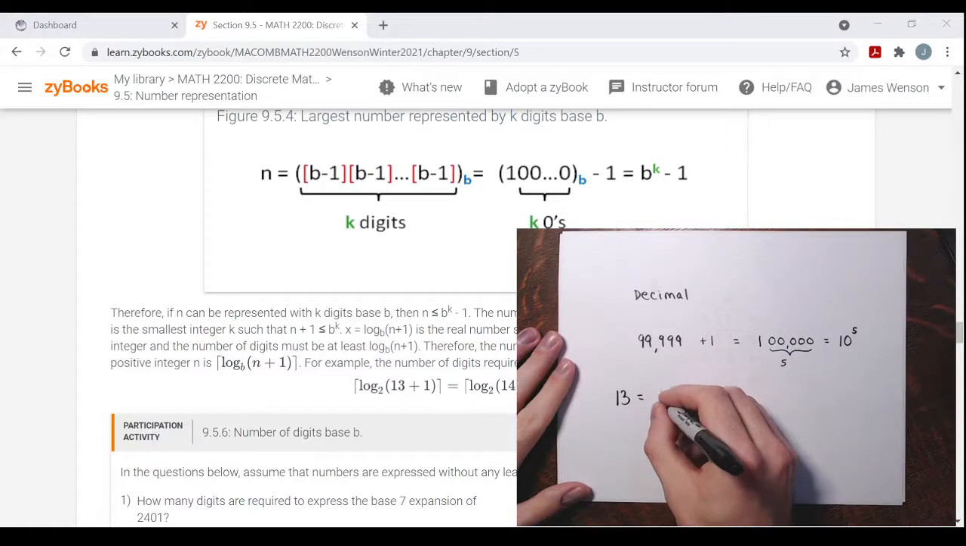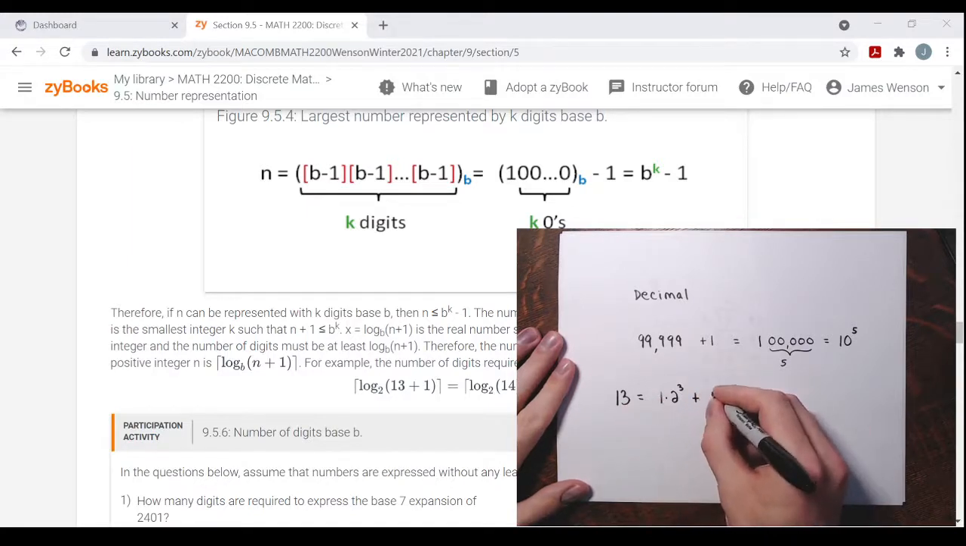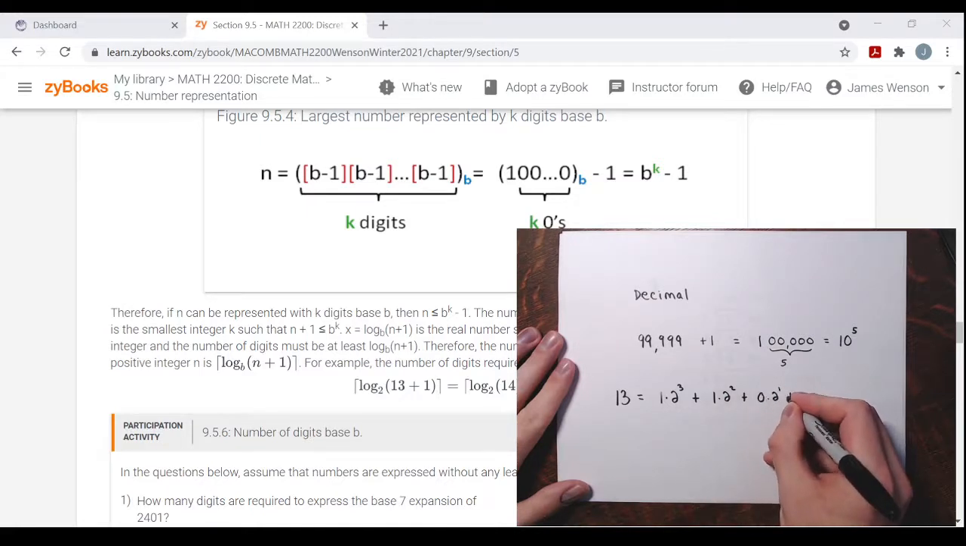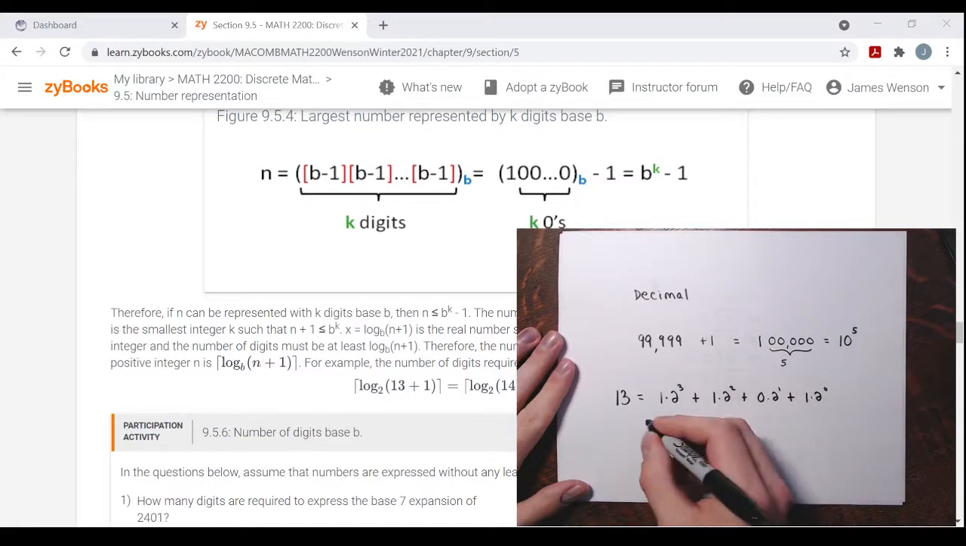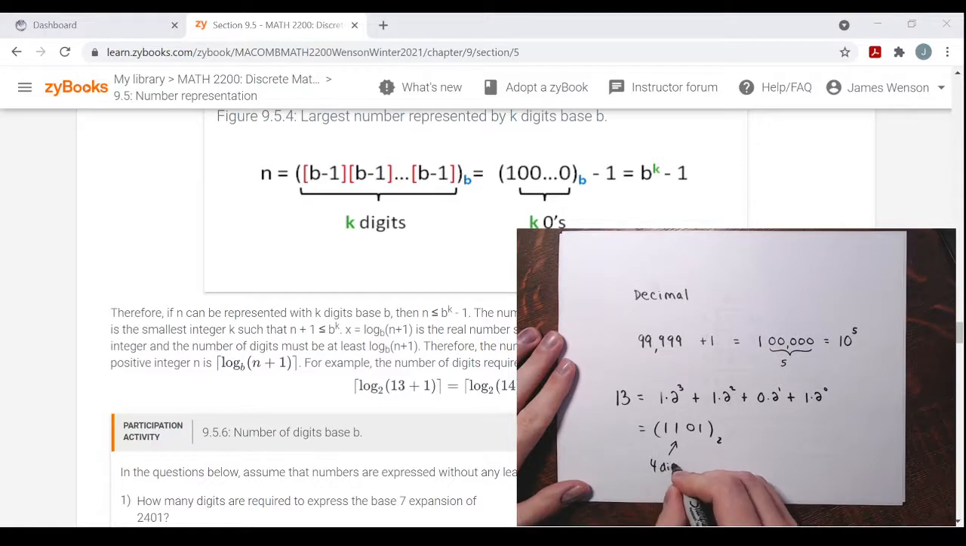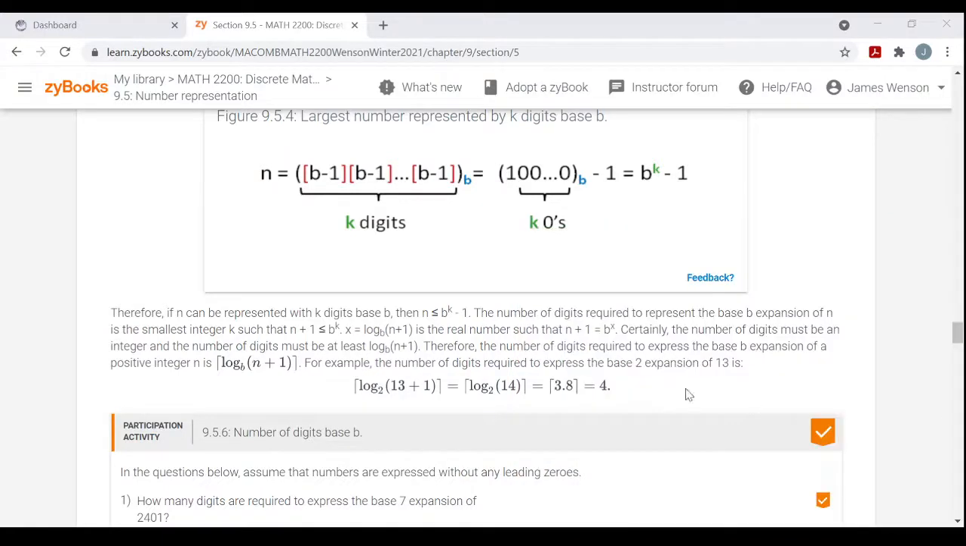This is 1 times 2 to the 3rd. It's basically 8 plus 4 plus 1, plus 1 times 2 squared, plus 0 times 2 to the 1st, plus 1 times 2 to the 0. So 13 is 1, 1, 0, 1, base 2, and there's your 4 digits that they were talking about. All right, they said it takes 4 digits in binary to represent the number 13. And that's what this is all doing here. Right? That's what this is talking about.